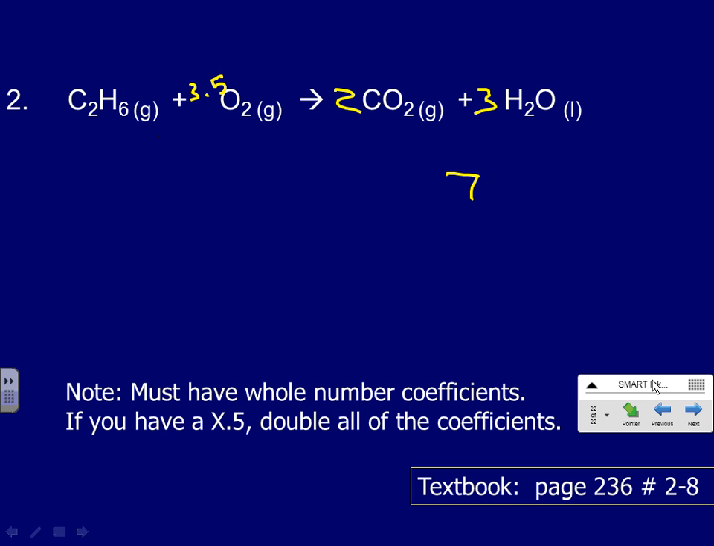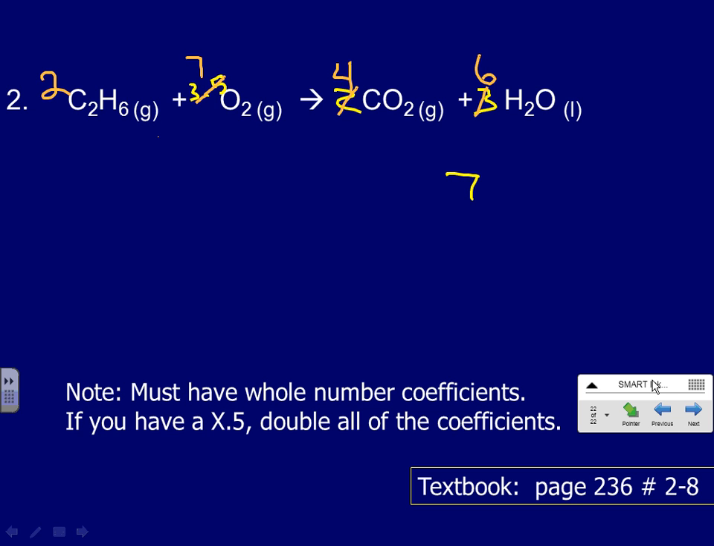Easy fix. If you want to get rid of a half, double everything. So I double 3, double 4, double. I double this 1 to be a 2. I double the 3.5 to become a 7. I double the 2 to become a 4. I double the 3 to become a 6. And it will be balanced. All right? Okay?